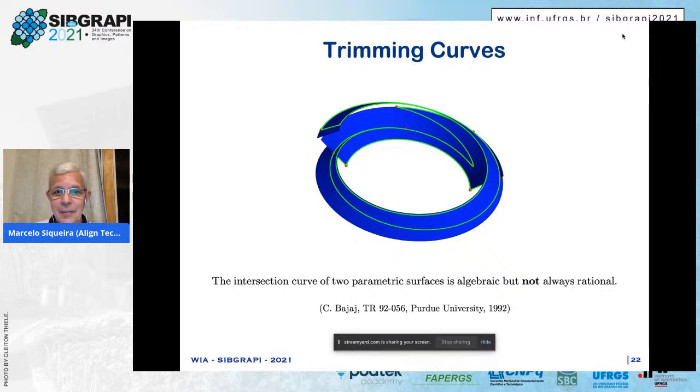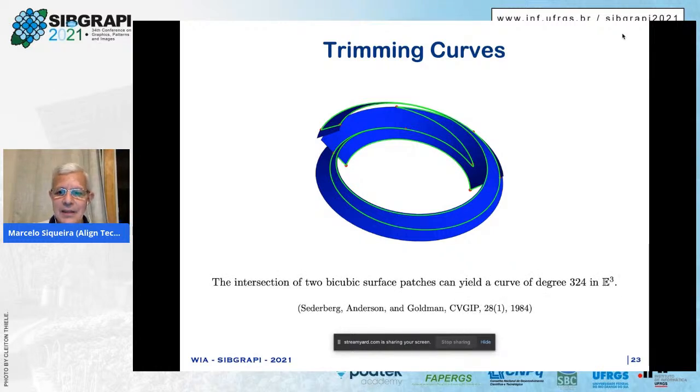So this is basically a mathematical impossibility. We want to represent everything with rational polynomials, but that may not be possible anymore after we have those intersections, right? And even if you consider that the intersection curve could have a parametric representation, it might actually have a degree that is not practical at all. So there is a classic paper that gives a very interesting proof of the fact that two bicubic surface patches can actually intersect on a curve that has degree 324. So this is not how solid modelers would want to work with.